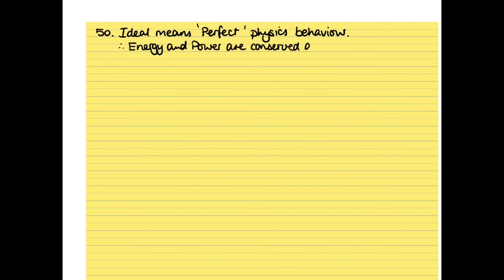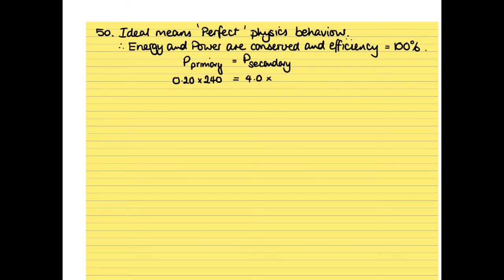Question 50, we have to realise that when we say ideal, what we mean is the physics is perfect. So we're not dealing with wasted energy, we're not dealing with those kind of real world factors that apply. And therefore, the power on the left-hand side of our transformer should equal the power on the right-hand side of our transformer, which is quite easy to show. In other words, the efficiency is 100%. So the power of our primary equals the power of our secondary. And we have the current and the voltage on either side. And lo and behold, they both equal the same amount, 48 watts.